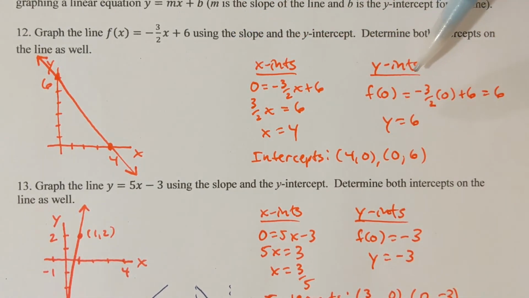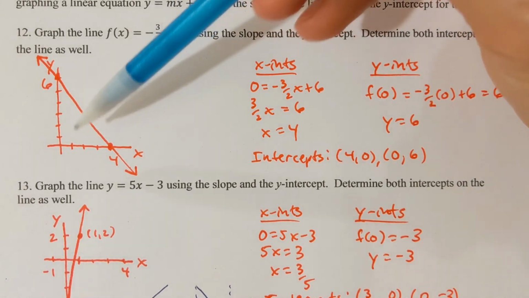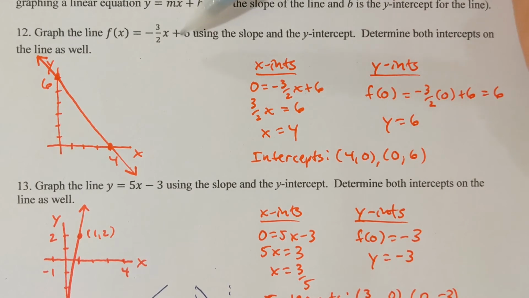The y-intercepts are found by letting x be 0 and solving for y. So when x is 0, I would just simply plug 0 into the function, and I'd get 6 in return. So y is 6 when x is 0, which means that (0, 6) is on the graph. Now I already knew that because 6 is my b value here, or my y-intercept, just because of the form that this was written in.